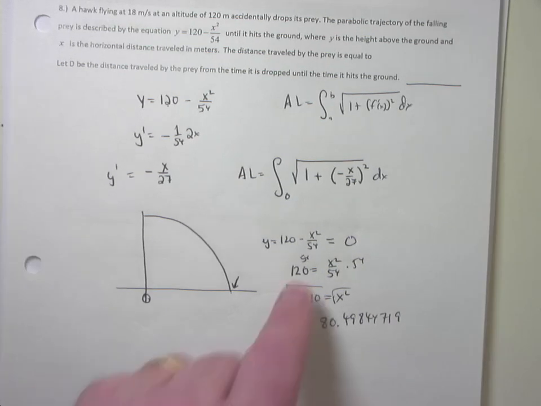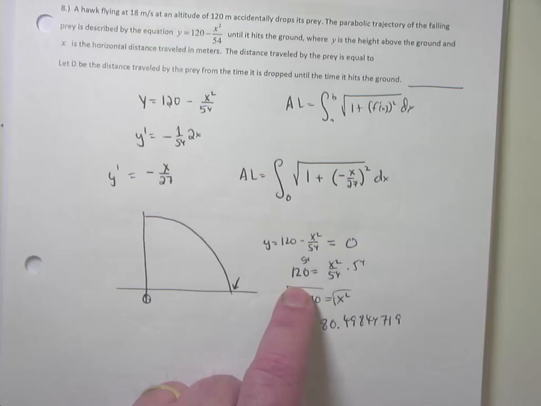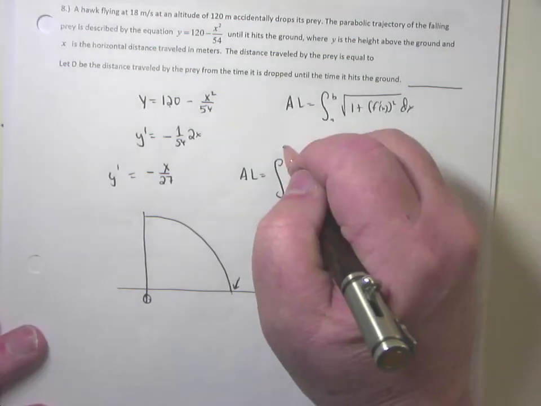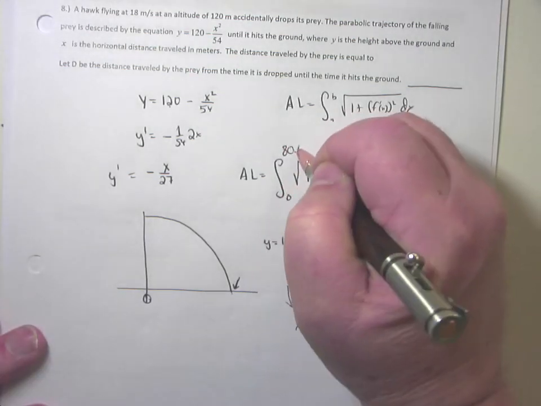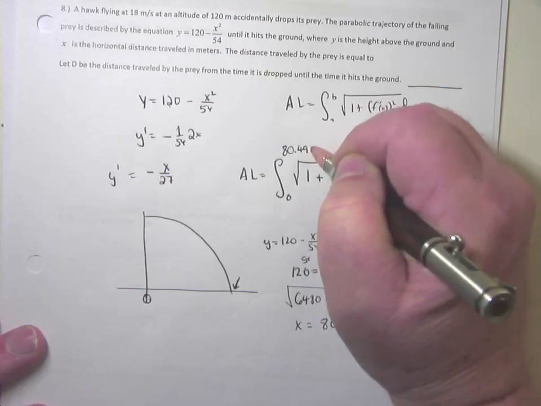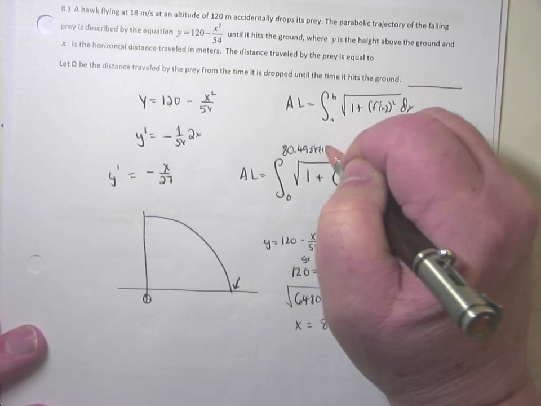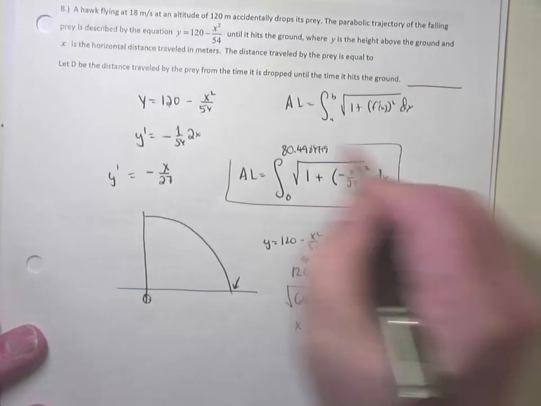Let me see here. Did I do something wrong here? 120 times 54. Yep. And then I had to take the square root of that. That's when it hits the ground. So that's going to be my x number. That'll be up here at 80 point, it's web work, so expect crappy numbers, 4984719. Now, here is the formula.